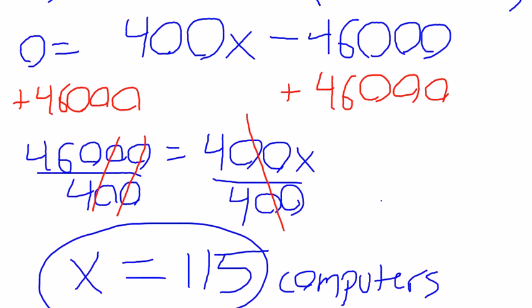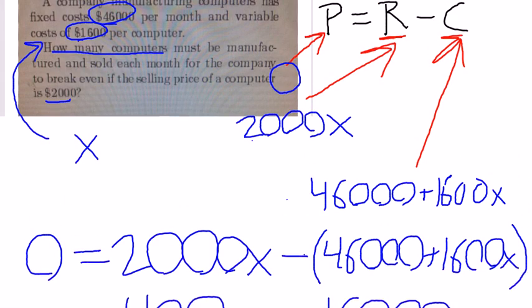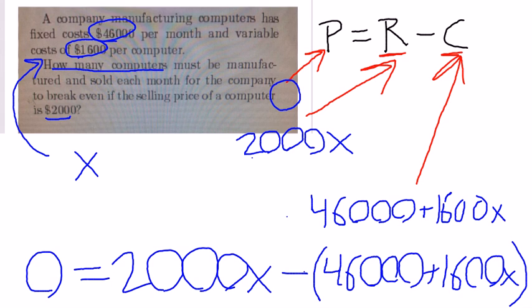If you want to check, think about what your revenue would be selling 115 computers, what your costs would be selling 115 computers, and make sure that when you subtract them, they give you 0 for your profit.